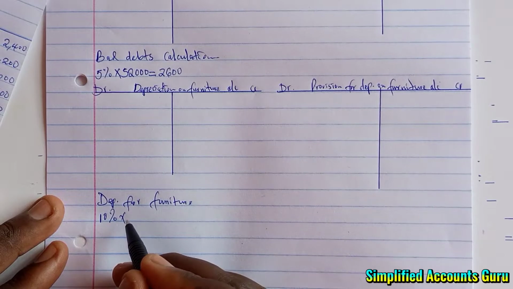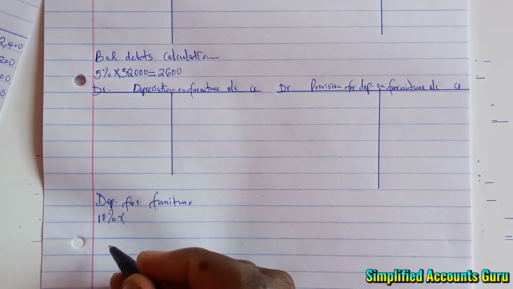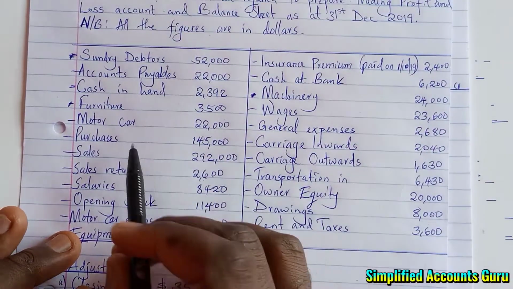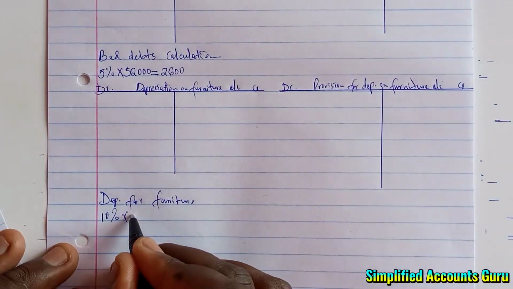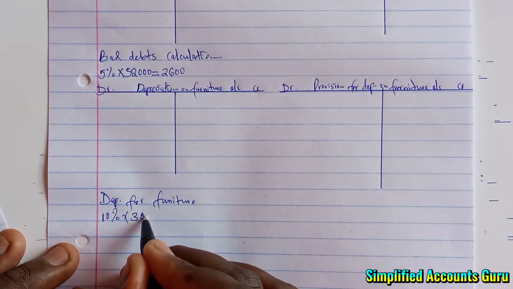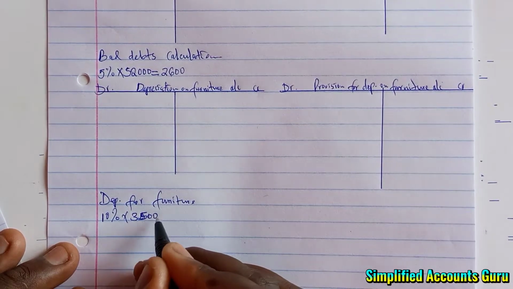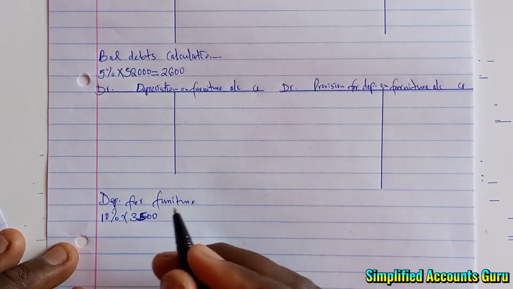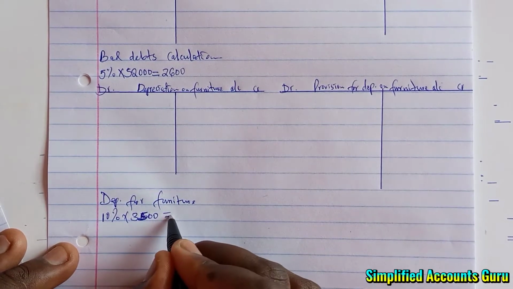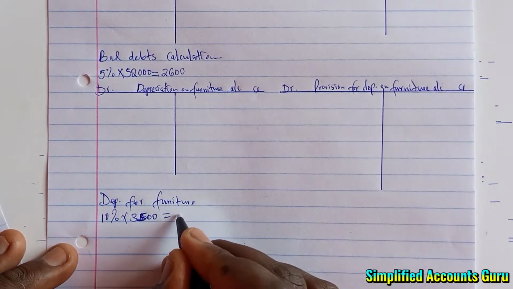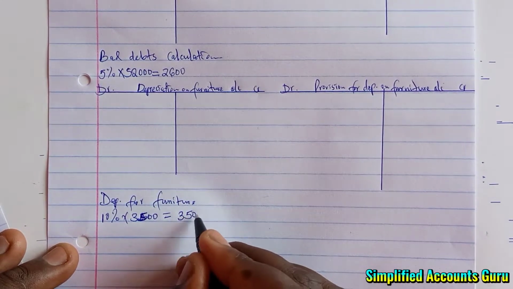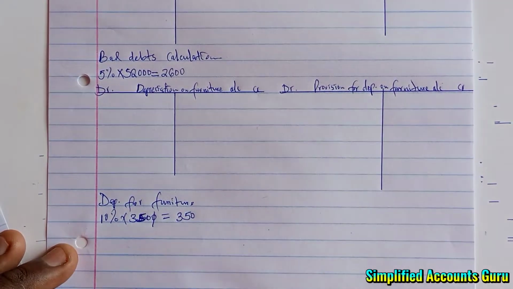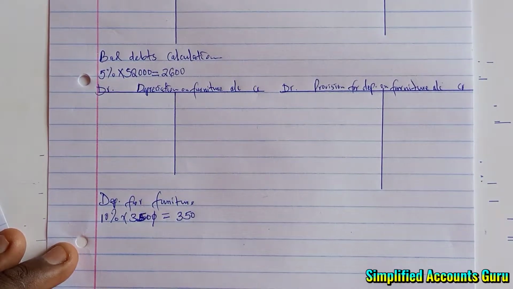Here we have depreciation for furniture, and this depreciation for furniture is done at a cost of 10% times the value. 10% times the value here is $3,500. What is 10% of that? That would be 350, because it will cancel the 0. So it will be $350.